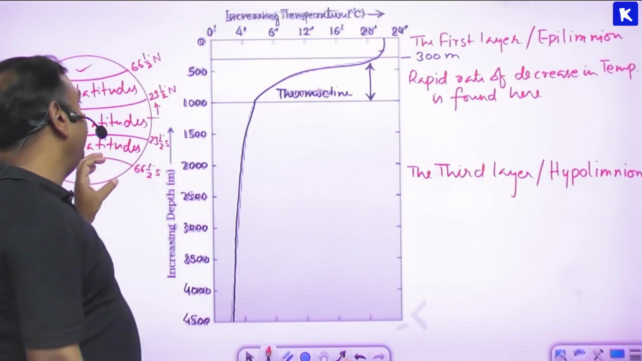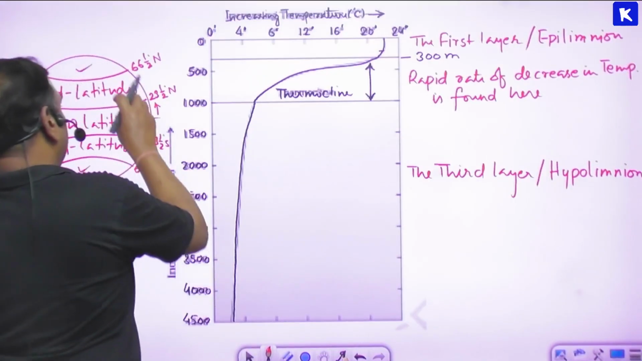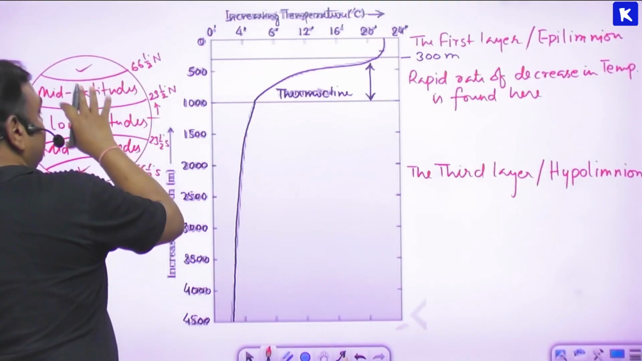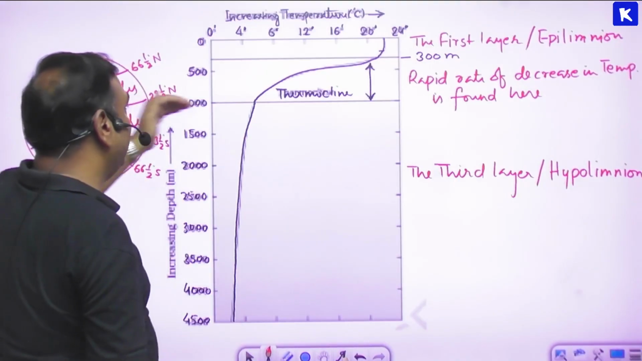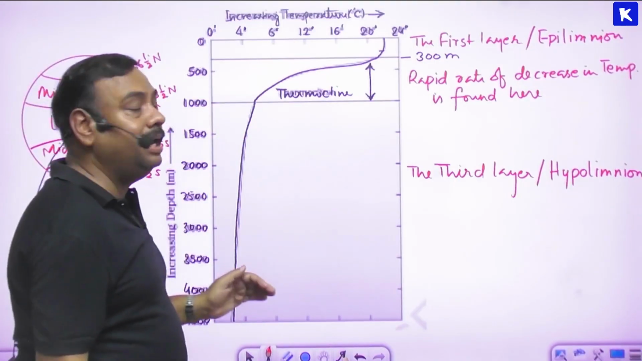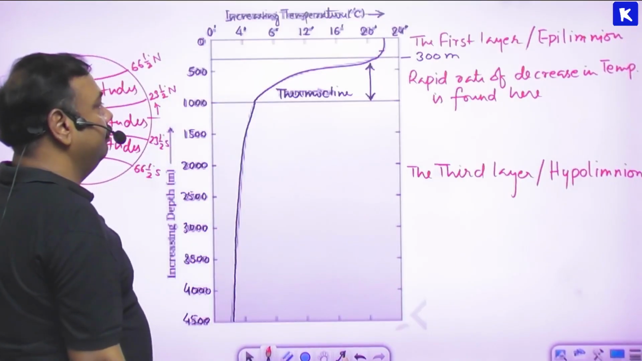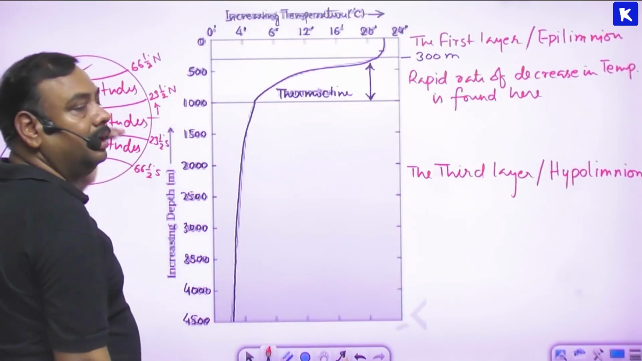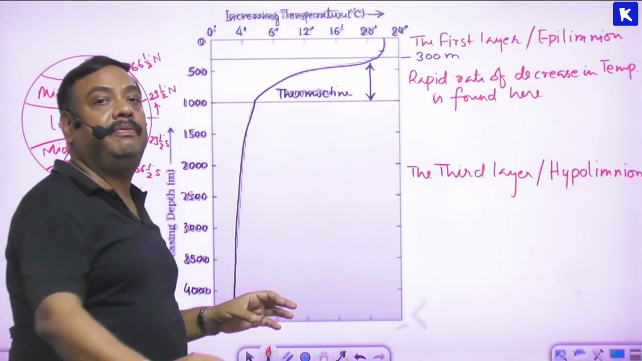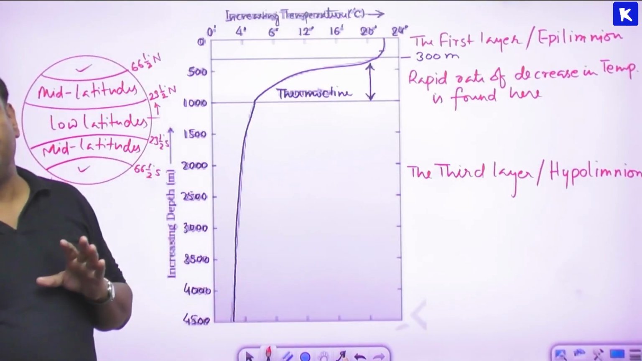And so you can say that more heat energy is received on the ocean surface, which is getting transmitted towards the bottom. And so in the middle latitudes of the northern hemisphere, this 3-layer system of distribution of temperature is formed in its summer.